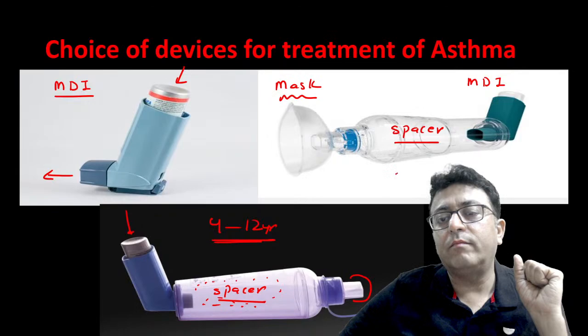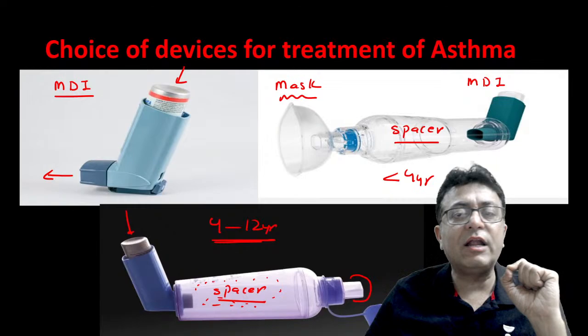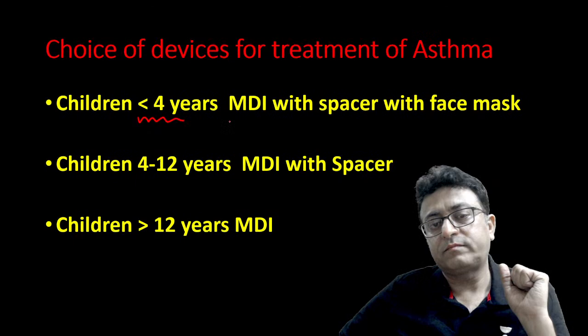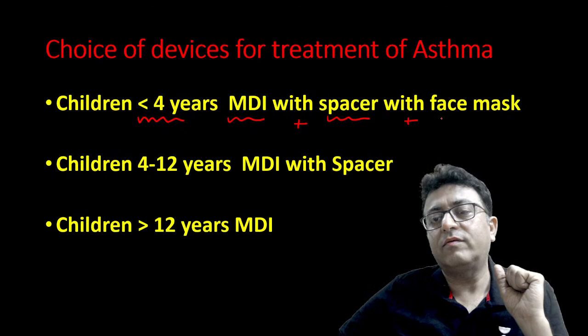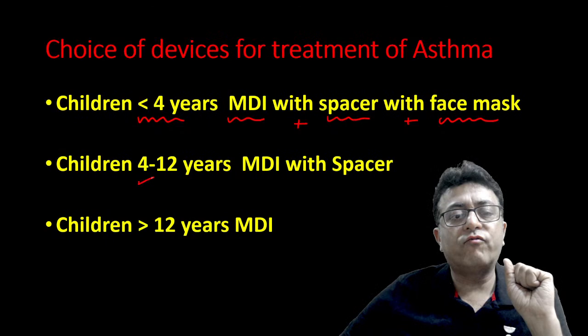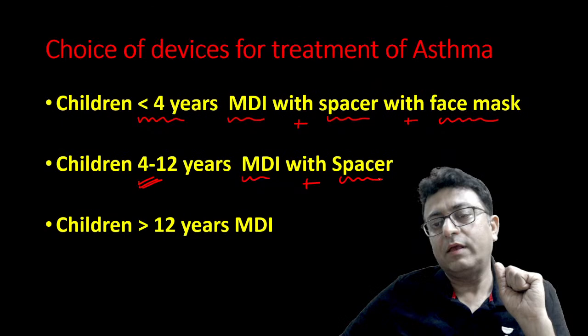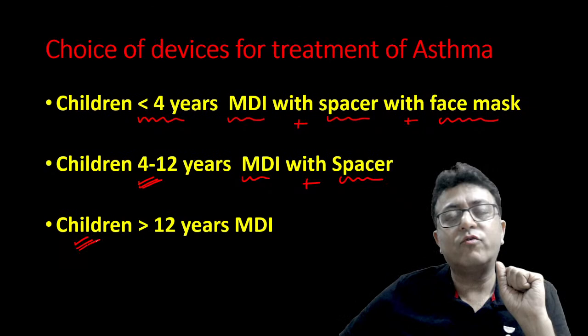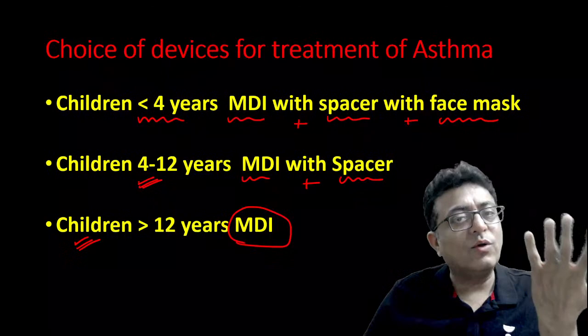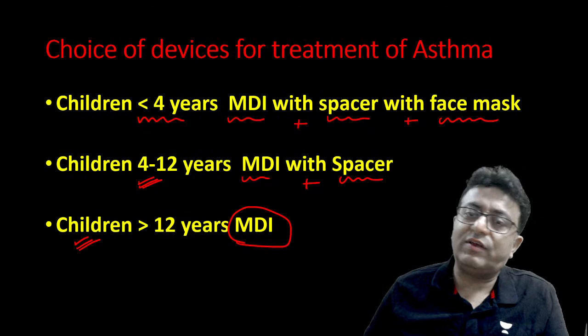So, choice of device for treatment of asthma. Children below 4 years: MDI plus spacer plus face mask. Clear? Children 4 to 12 years: MDI plus spacer. Children above 12 years: MDI. Nebulizer you can use at any age, even in a neonate, even in a 60 year old. But you can't carry a nebulizer in the garden.